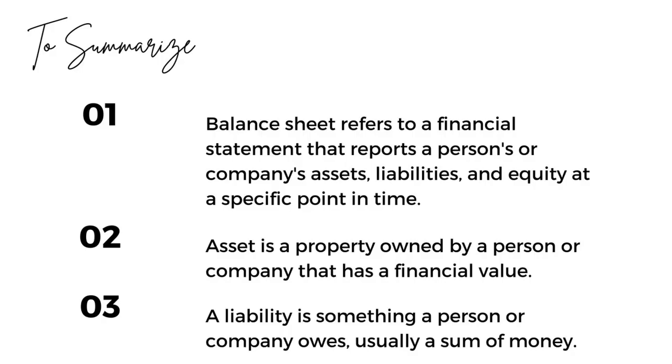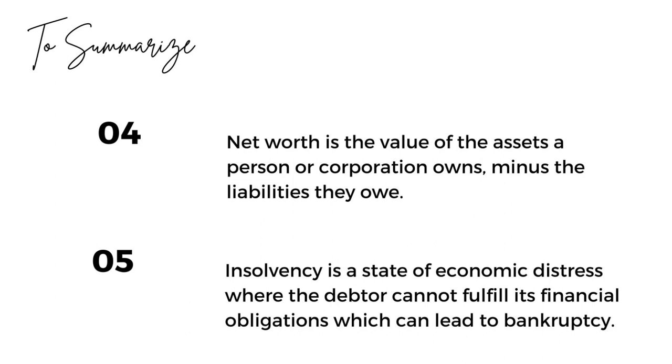To summarize, a balance sheet refers to a financial statement that reports a person's or company's assets, liabilities, and equity at a specific point in time. An asset is a property owned by a person or company that has a financial value. A liability is something a person or company owes, usually a sum of money. Net worth is the value of the assets a person or corporation owns, minus the liabilities they owe. Insolvency is a state of economic distress where the debtor cannot fulfill its financial obligations, which can lead to bankruptcy.